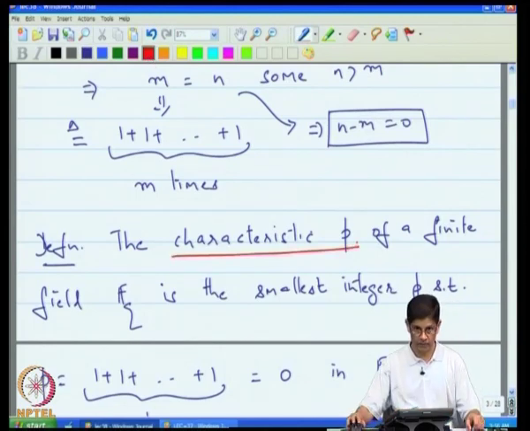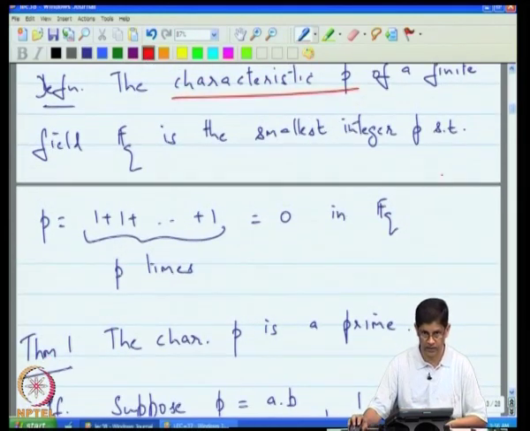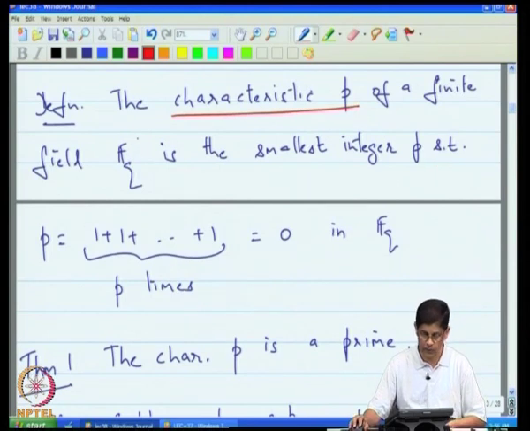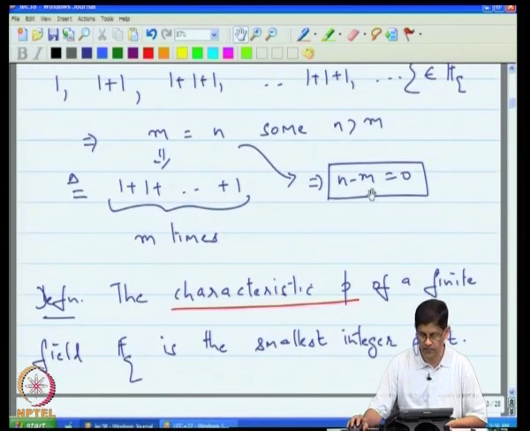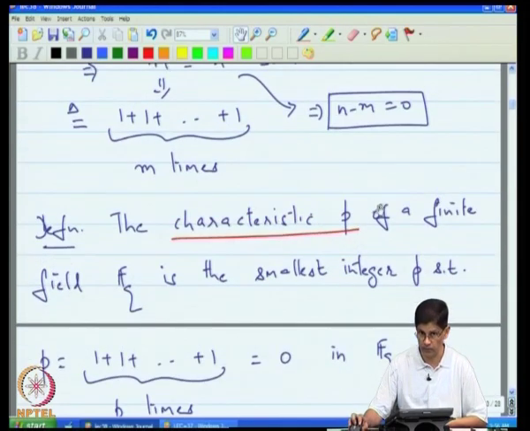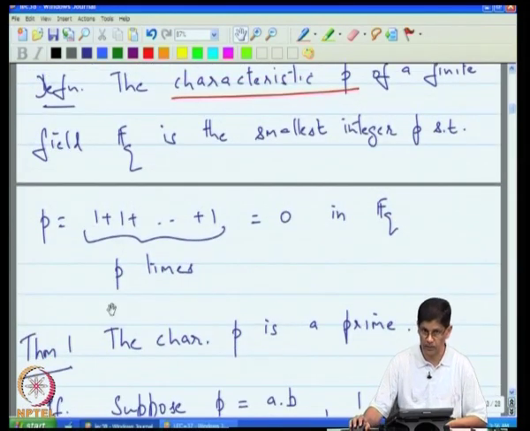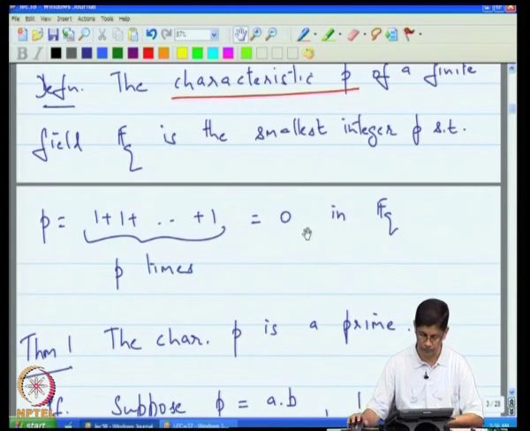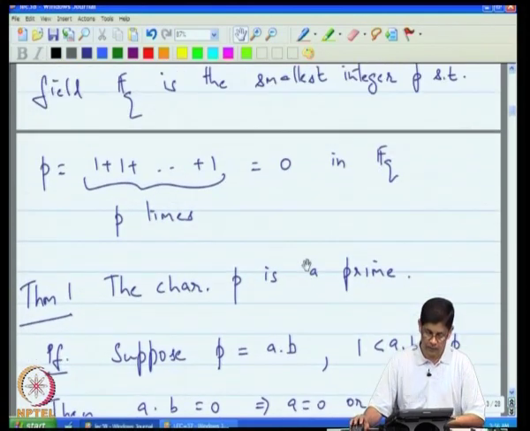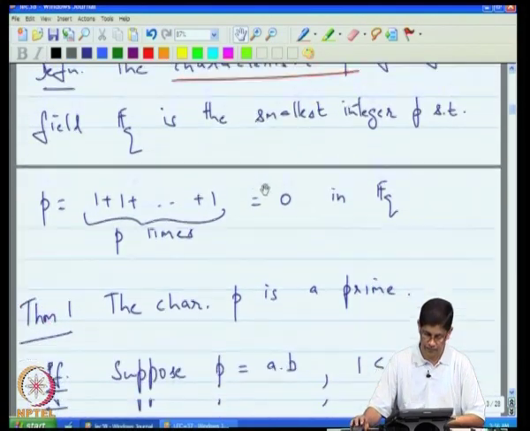The characteristic of a finite field is the smallest integer p such that when you take p copies of the identity element, you will actually get 0. We have already seen that there must be some integer such that it is equal to 0. Now, we are saying let p be the smallest such integer such that p copies of 1 when added together will end up being 0. So, this is called the characteristic.